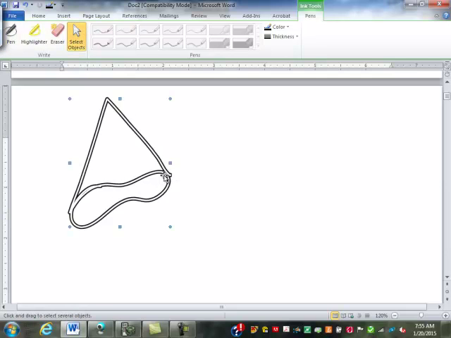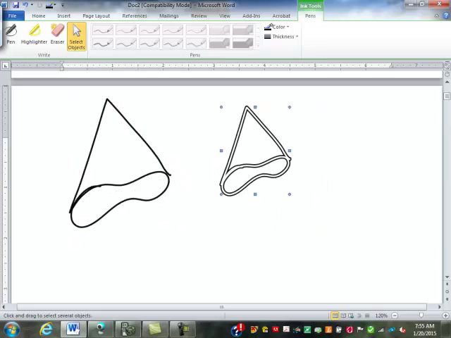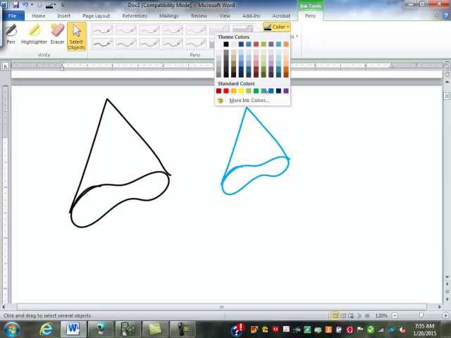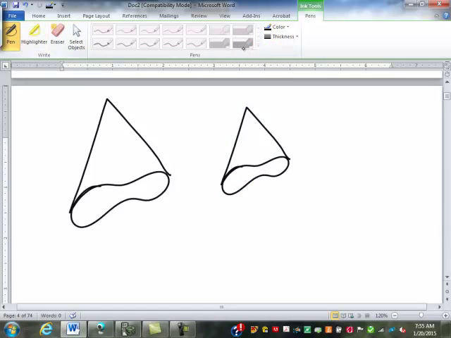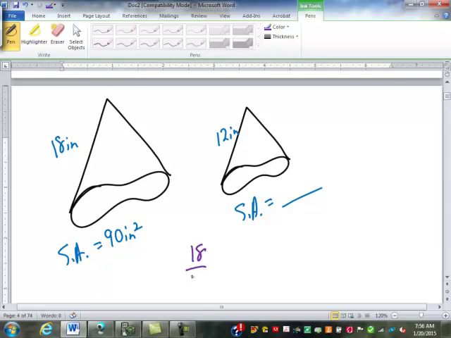So let's take a figure like this. And let's say that this slope here goes from being 18 inches down to being 12 inches. And we know that the surface area of this was 90 inches squared. We want to know the surface area of this one. The ratio of lengths is 18 to 12. I'm going to reduce that to 3 to 2 just to make it easier.